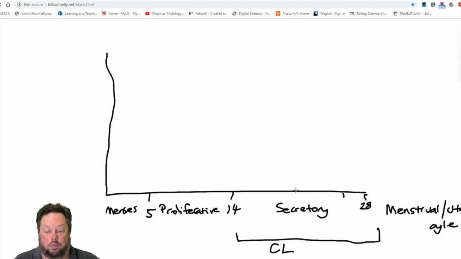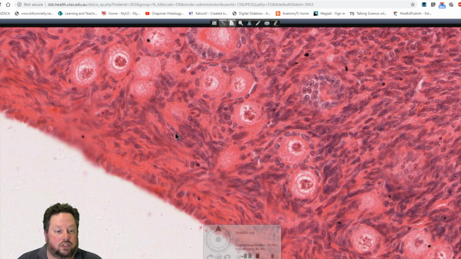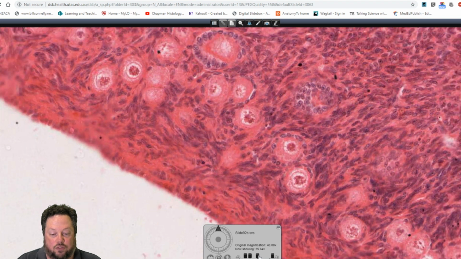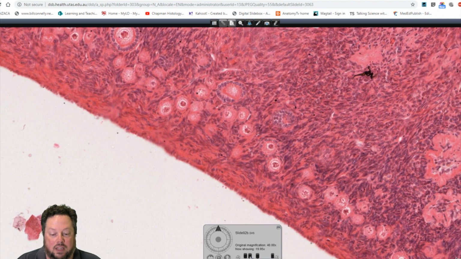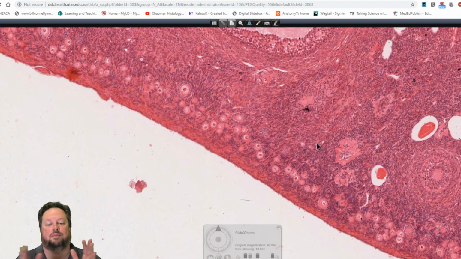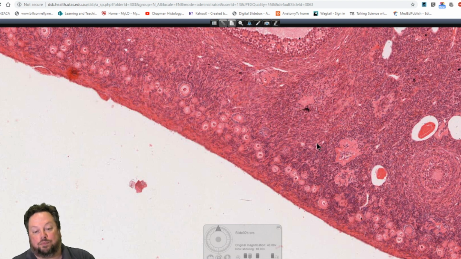We'll go back to have a look at the histology of the ovary again, just to point out and revise a few of those things that we've talked about to help your interpretation. One of the other things I wanted to talk about is this idea of follicular development, so folliculogenesis.